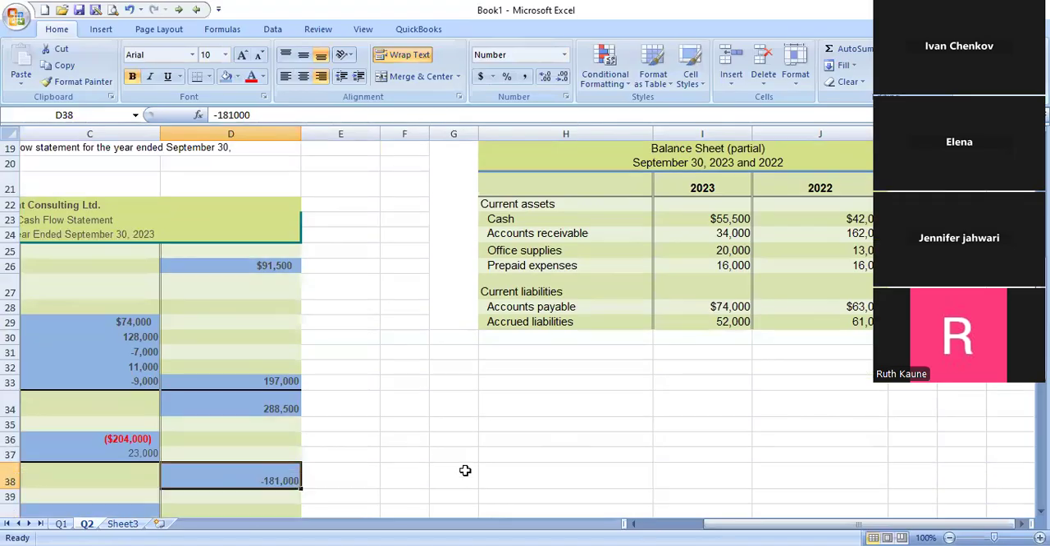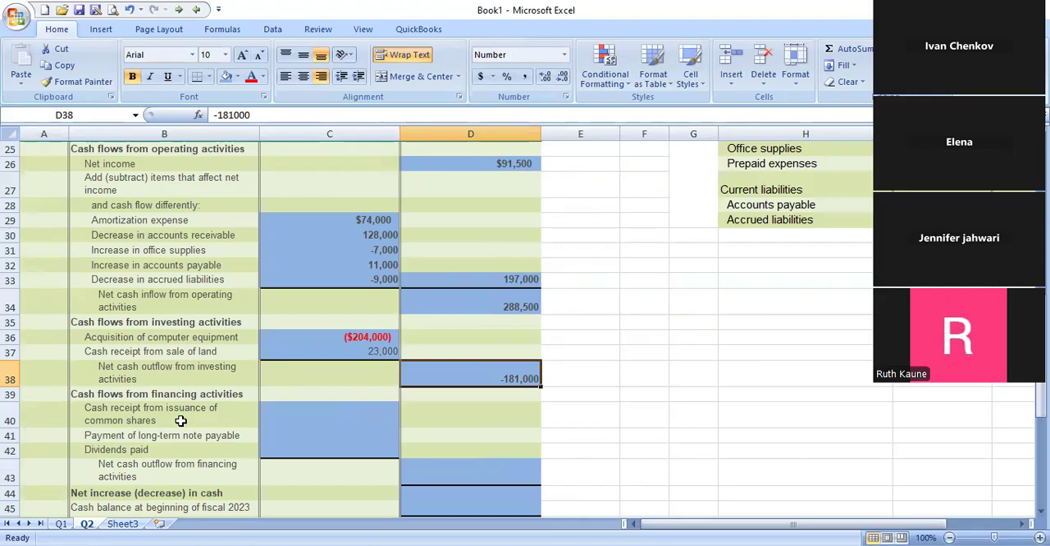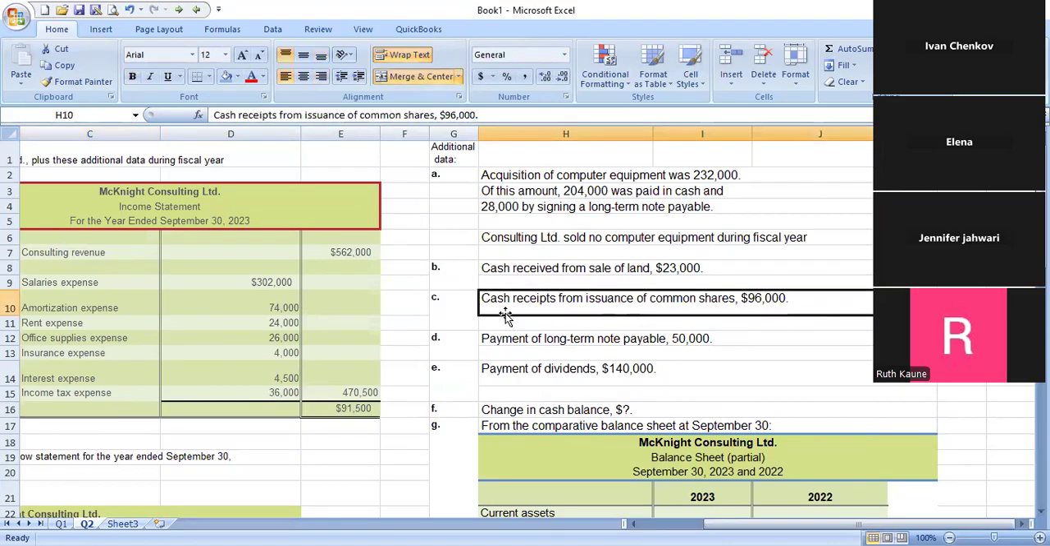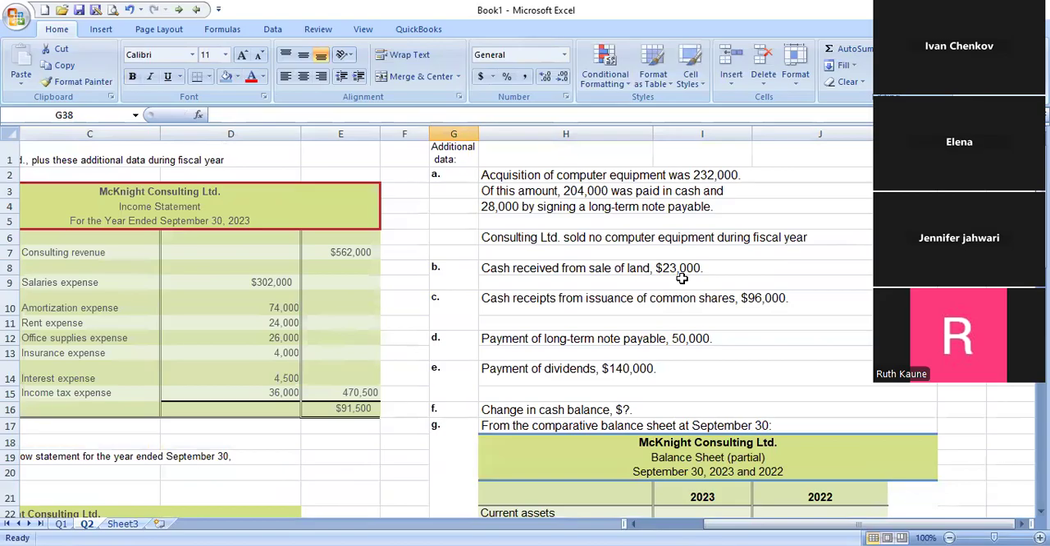Next one, and just follow the format which is given to you. Cash received from issuance of common shares. Go to the additional information. That probably will be the next on the line, number C, and you can see the cash issues of the common shares. We receive cash of $96,000, and you just add in here 96, 1, 2, 3. So technically, there should be no challenge for you, and I don't expect you to have any problem with this question.